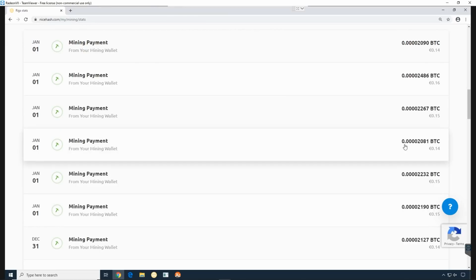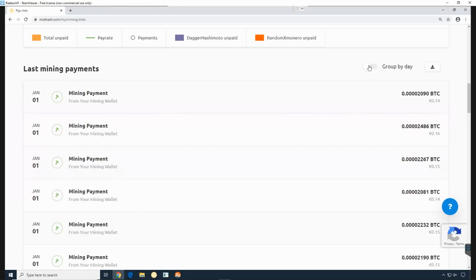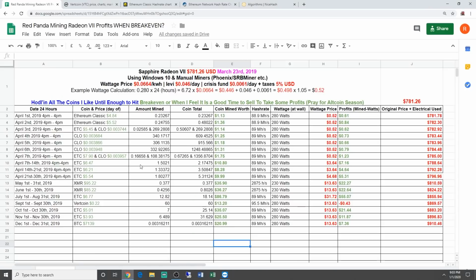Here's my payout, 0.0002081 BTC. Oh, group by day. Okay, so you guys can see each day I was making about 12,877, so 12,870 to 13,243 satoshis per day. It ranges, obviously, per day depending on network difficulty and all that stuff.